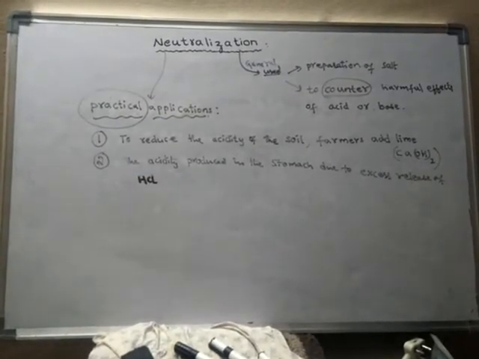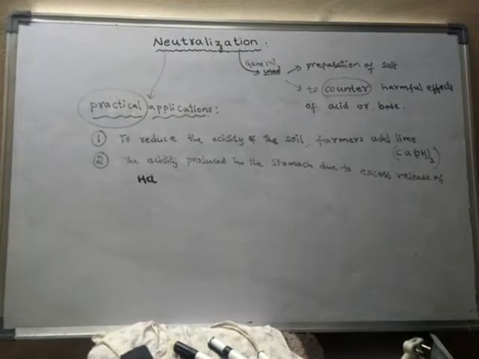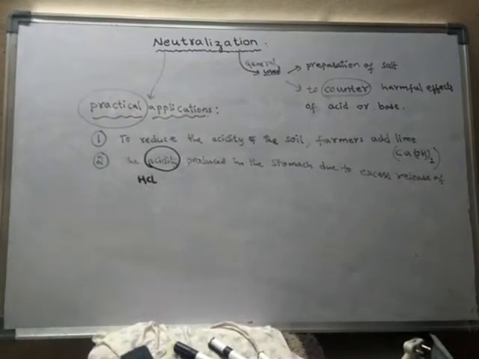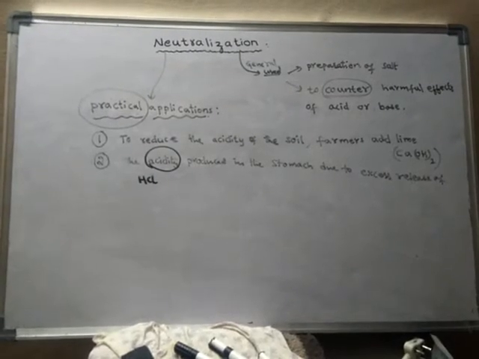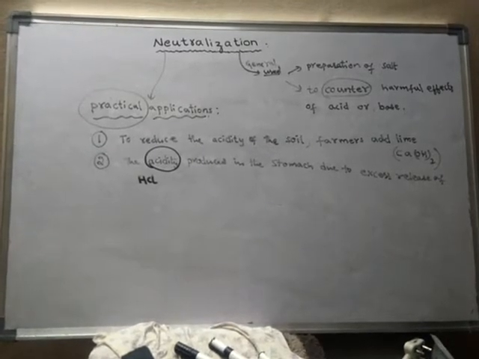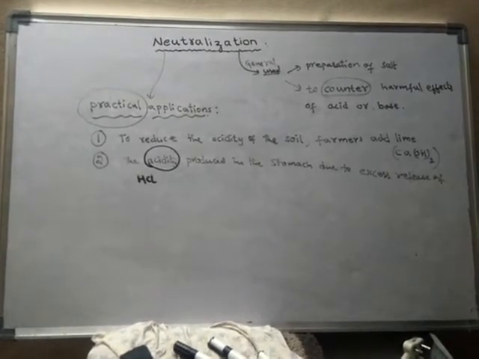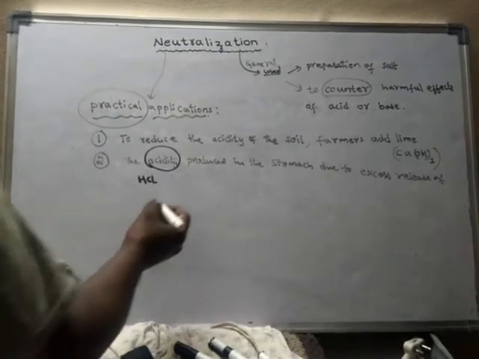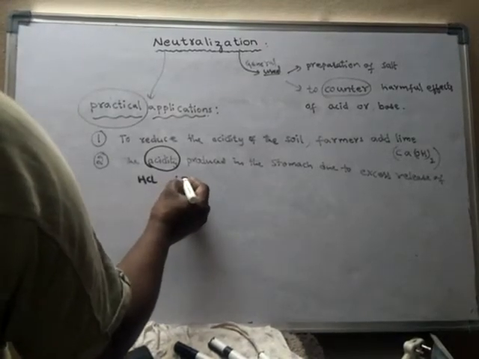If an excess amount of HCl is released in our stomach, what happens? It leads to acidity. We'll feel pain and irritation in the stomach. So the acidity is produced due to an excess amount of HCl. This acidity has to be neutralized.